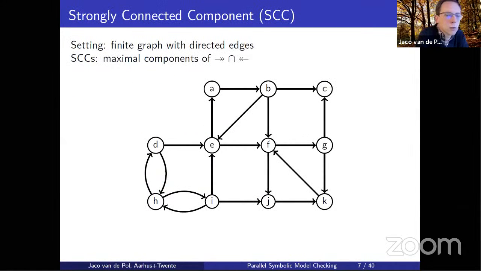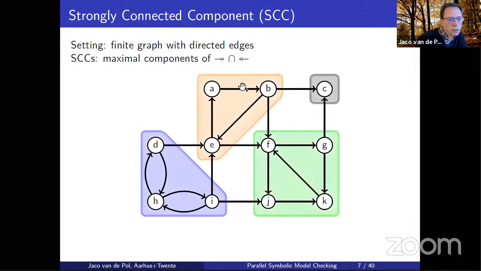Okay. So let's start with these strongly connected components. So the setting is a finite graph, which could be the state space, and it's a directed graph, and these could be the transitions of your system. Now, what's an SCC? Well, it's actually a maximal component in this equivalence relation: forward reachability intersected backward reachability. But what it means is simply here we have the strongly connected components of this graph. So A can reach B, but B can also reach A if you go this way through E. So A and B are in the same equivalence class according to reachability, forward and backward reachability.